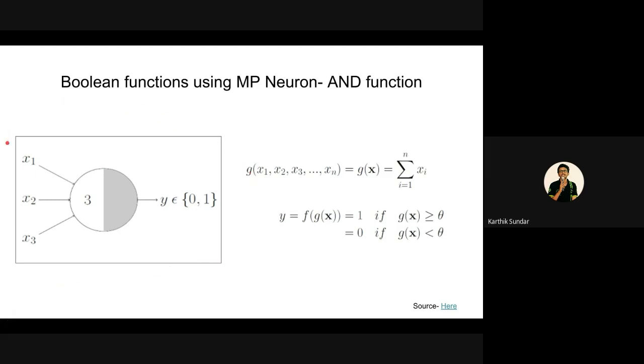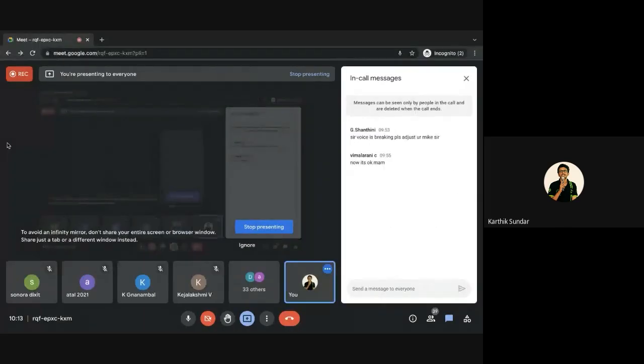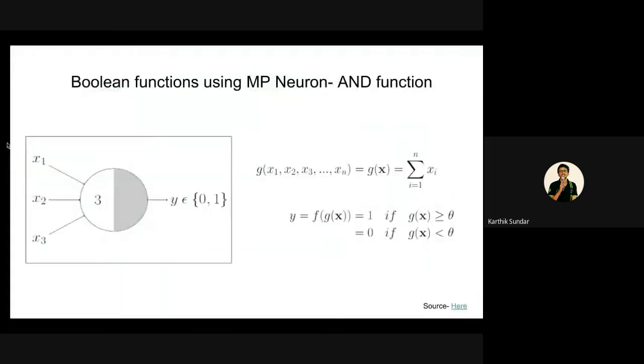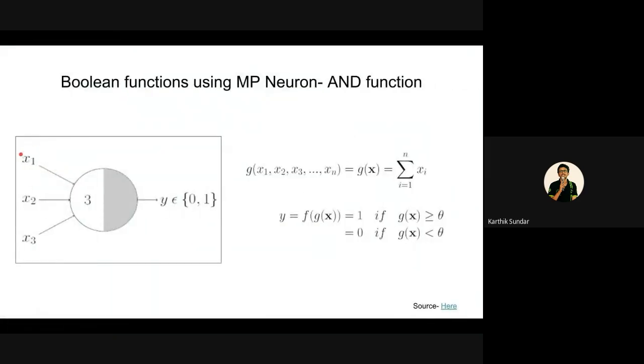Is it clear, or should I explain it again? Can someone just let me know? Is it clear? Thank you. So that's what happens in an AND function.